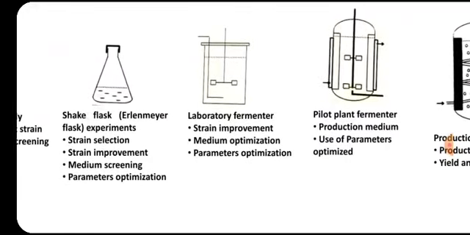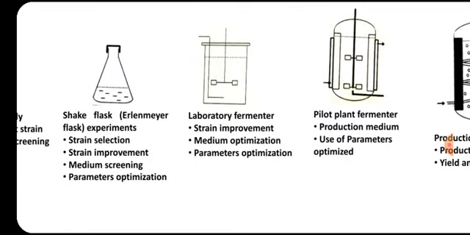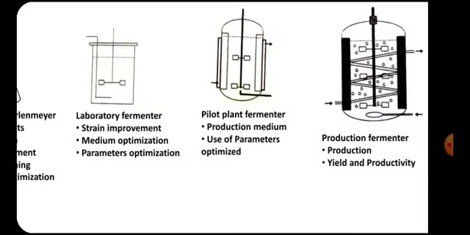Then at laboratory fermenter, a small scale strain improvement program is run, medium optimization studies are carried out, and parameters optimization studies are carried out. Then this information is applicable for the running of pilot plant fermenter, which involves the studies based on the production medium. So improvement towards the composition of production medium related studies are done.